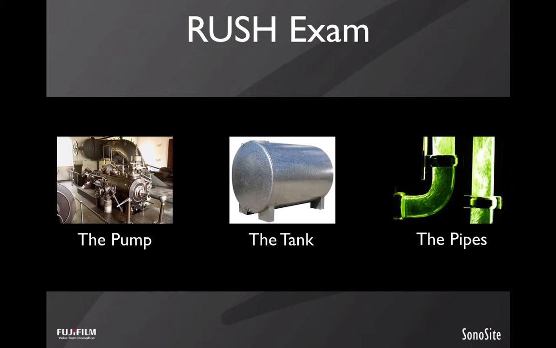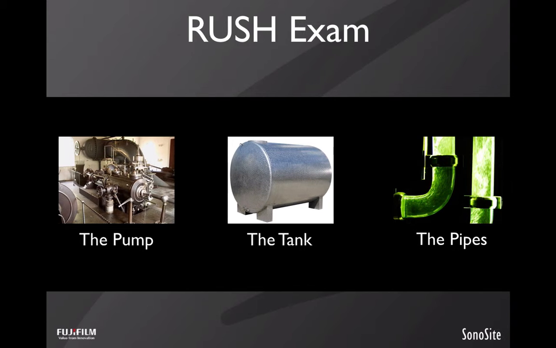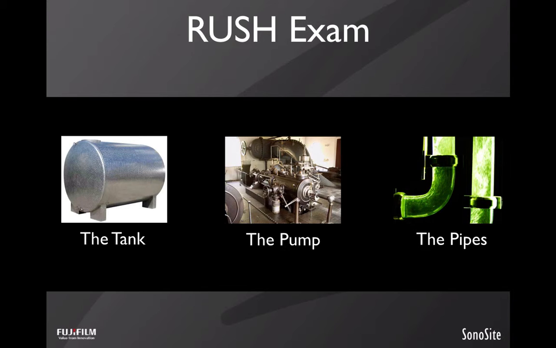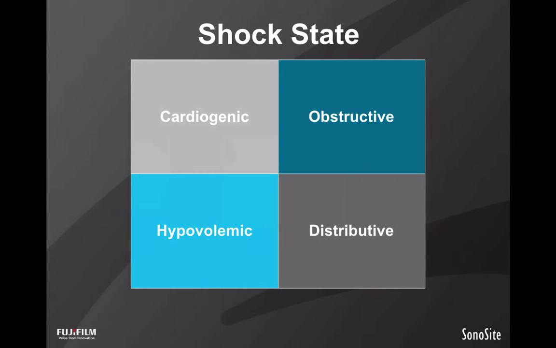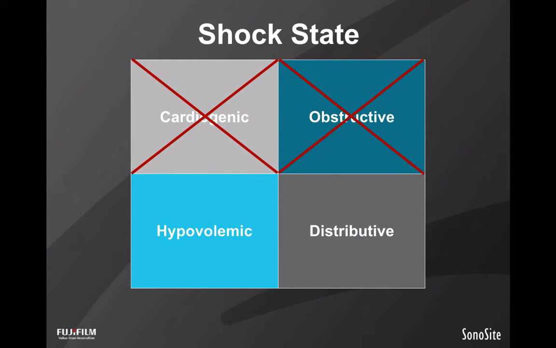So let's review. The RUSH exam is composed of 3 parts: the pump, the tank, and the pipes. But there's no reason you have to perform it in that order. In fact, I'm going to show you why I always start with the IVC, or the tank. Using your evaluation of the IVC, you can quickly eliminate 2 shock states from your differential. If the IVC is normal or small, cardiogenic and obstructive shock are unlikely.